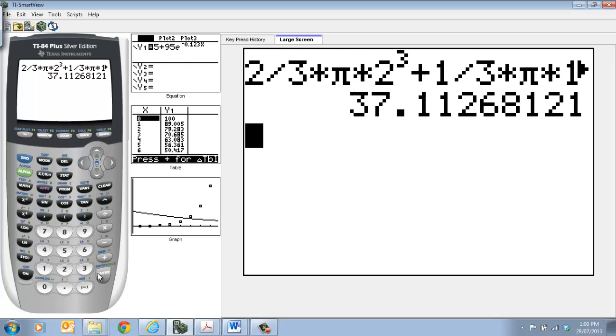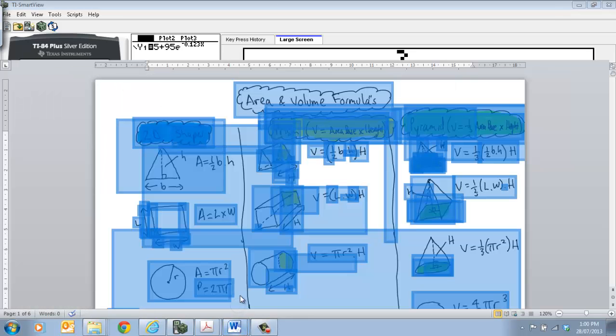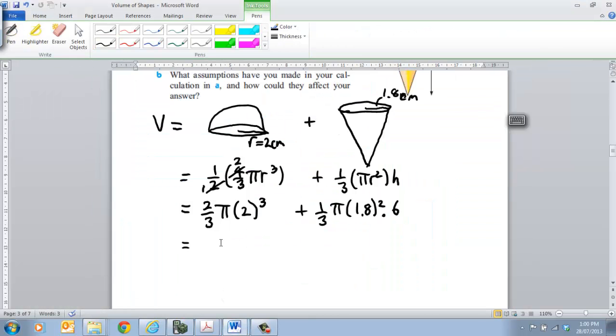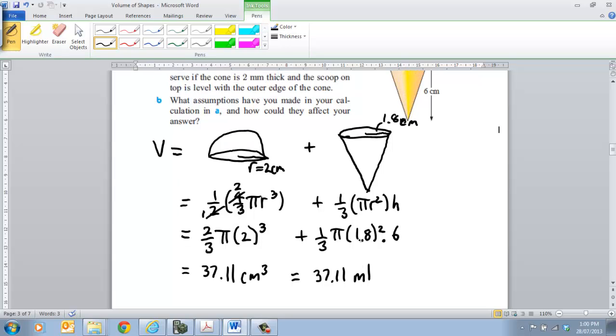We go enter, and that will give us an answer of 37.11, and that will be in cubic centimetres. So that will be 37.11 cubic centimetres, which is in fact equal to 37.11 millilitres. Now what we're assuming here is that the cone is going to be uniform and that the ice cream is going to fill the whole cone. In reality, most times it's just a big sphere that they put in there, so there will be a gap with that.